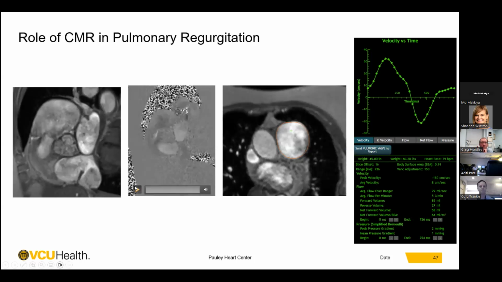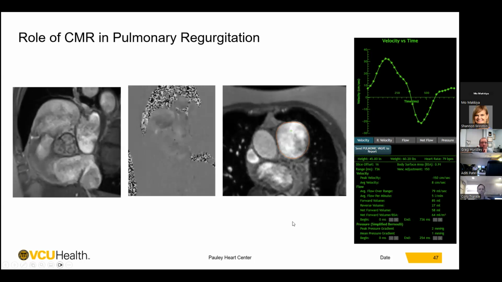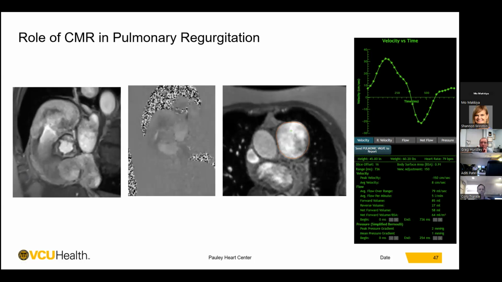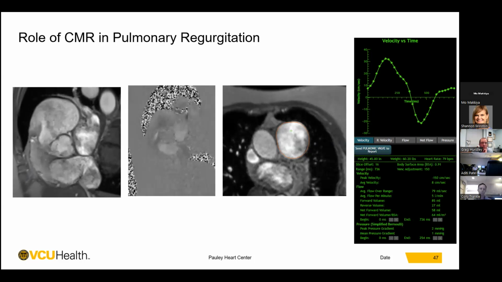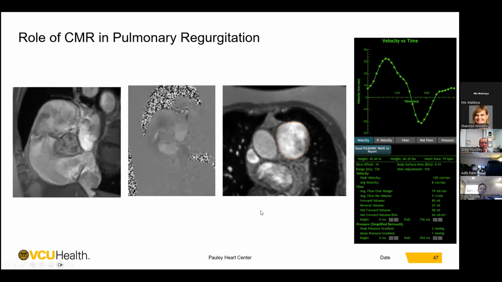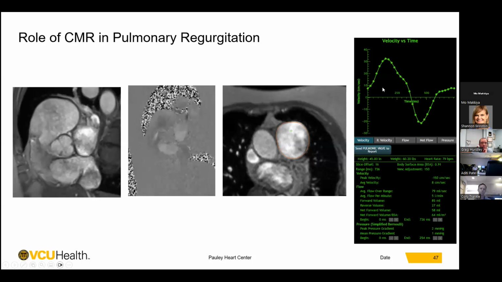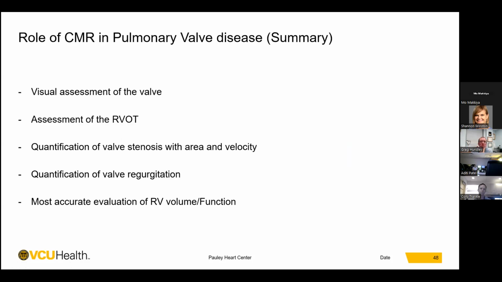As we did with AR, we can do the same with pulmonary insufficiency by putting our image line just above the valve leaflet to get away from the turbulent jets, after obtaining a main pulmonary artery flow or phase images. And we can also use that in our software and calculate our regurgitant volume and regurgitant fraction.